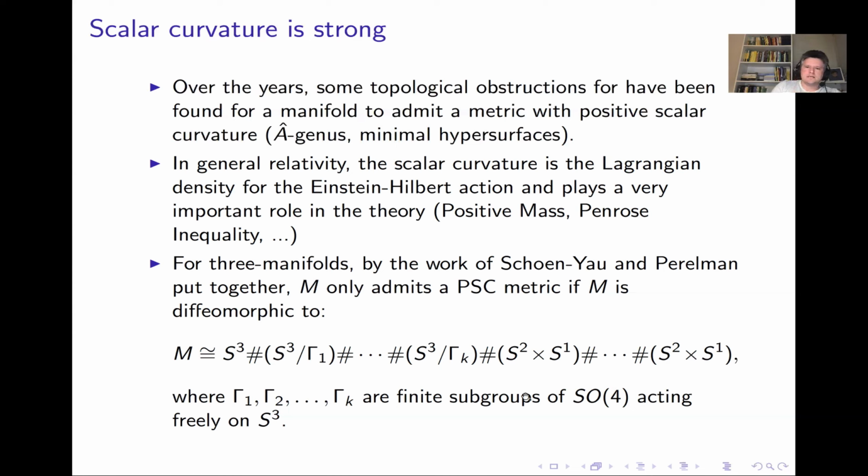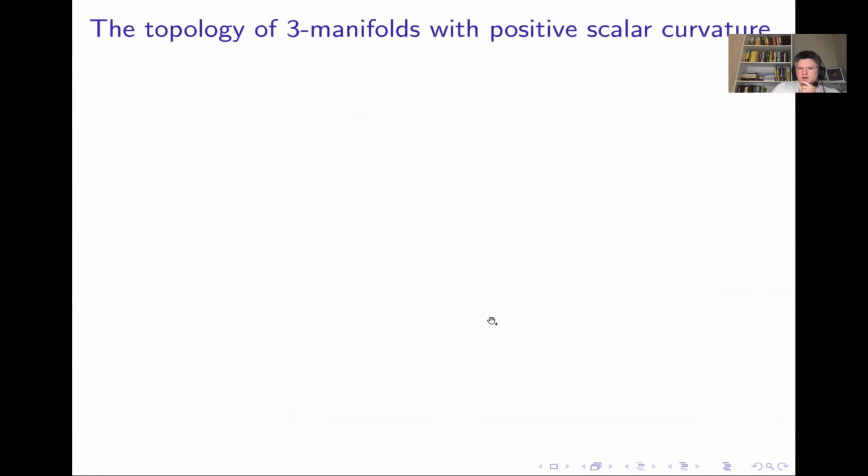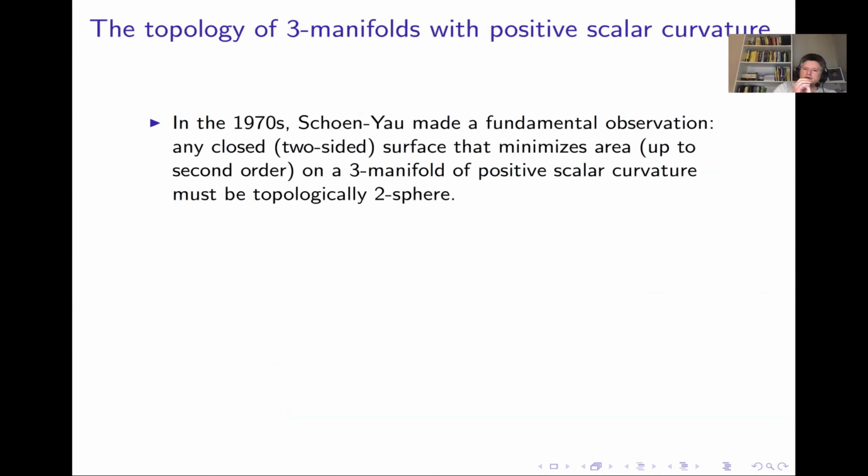Okay, so before going to the smallness that I want to discuss later, let me say a little bit of how this theorem is proven. Okay, so basically, what happened here was that in the 1970s, Shen and Yao made this fundamental observation. It is really an observation. It's not very complicated to prove, but it's a fundamental observation.